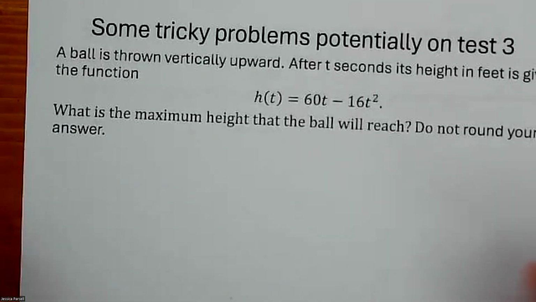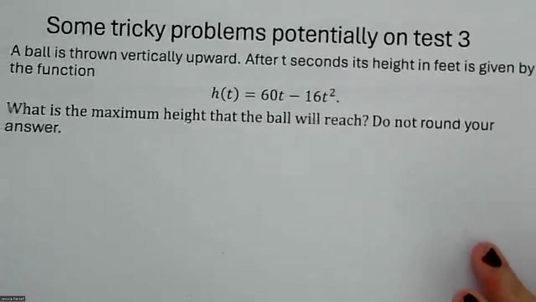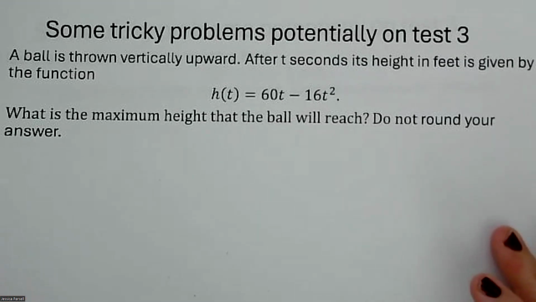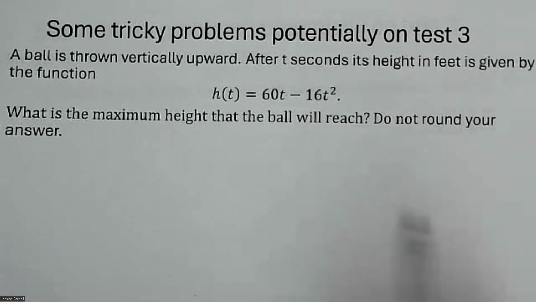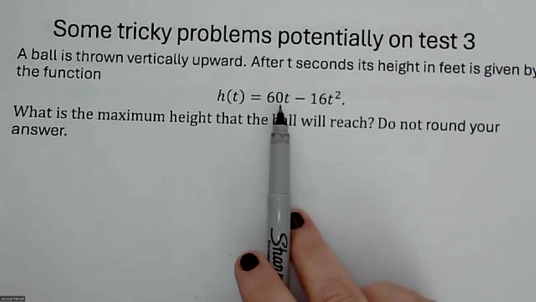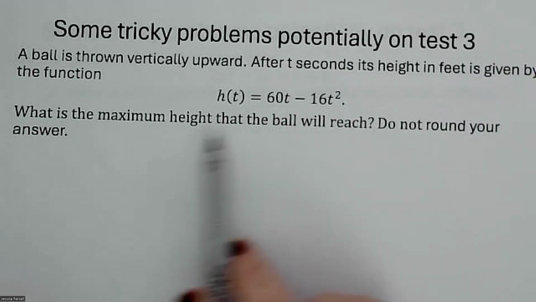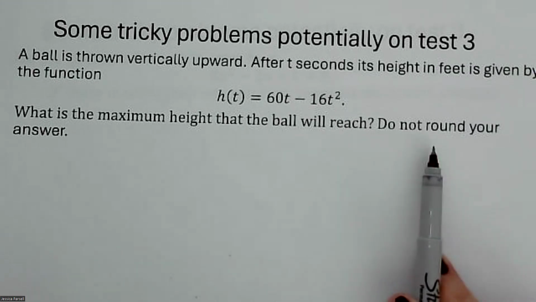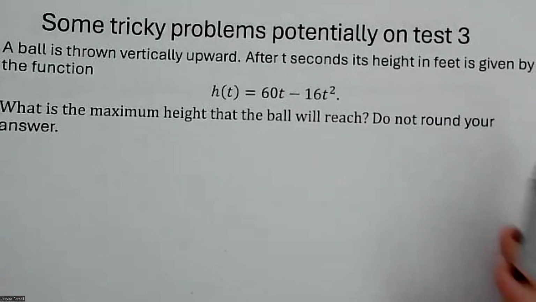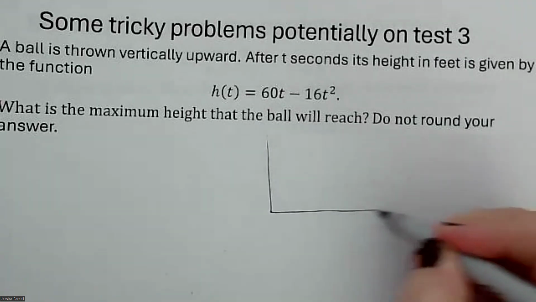This one here. A ball is thrown vertically upward. After t seconds, its height in feet is given by this function. H of t equals 60t minus 16t squared. What is the maximum height that the ball will reach? Do not round your answer. Okay, I'm going to draw a little picture here because sometimes that helps with this.